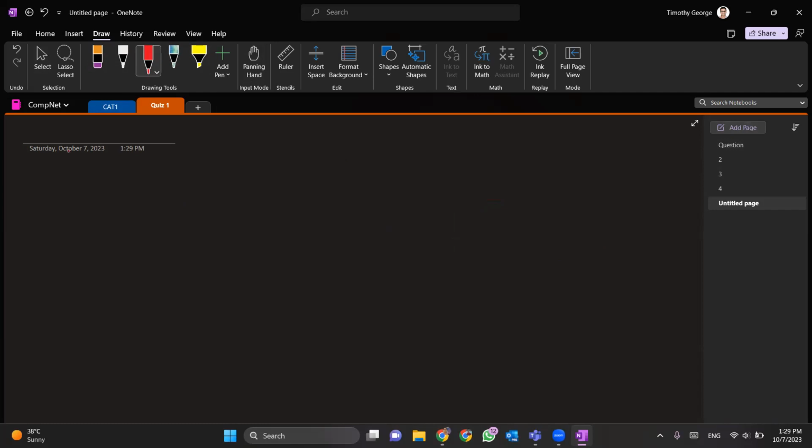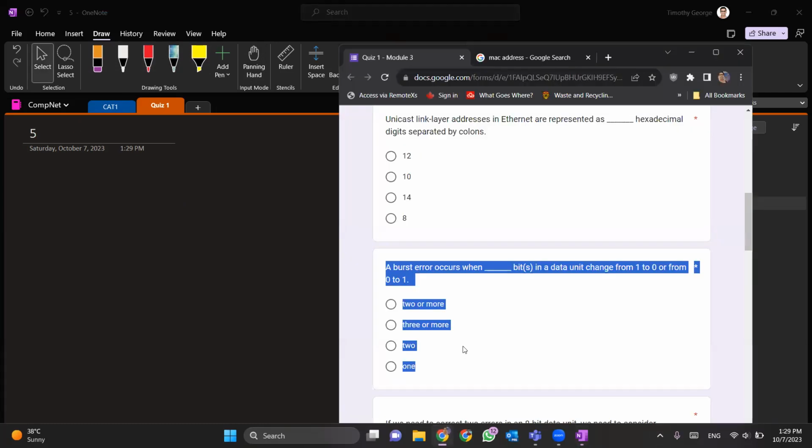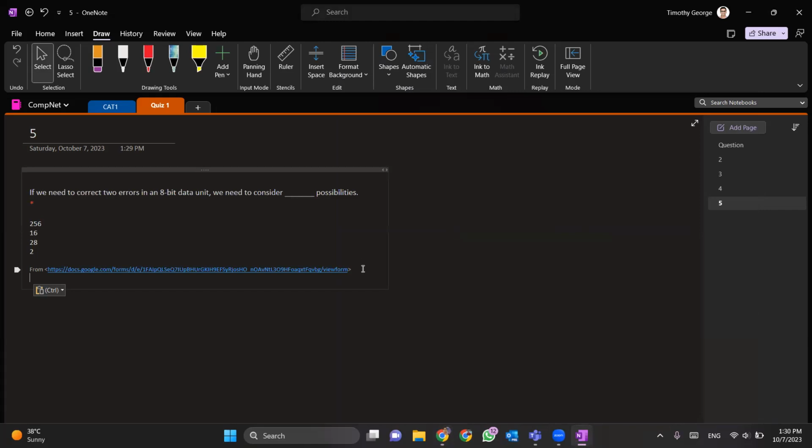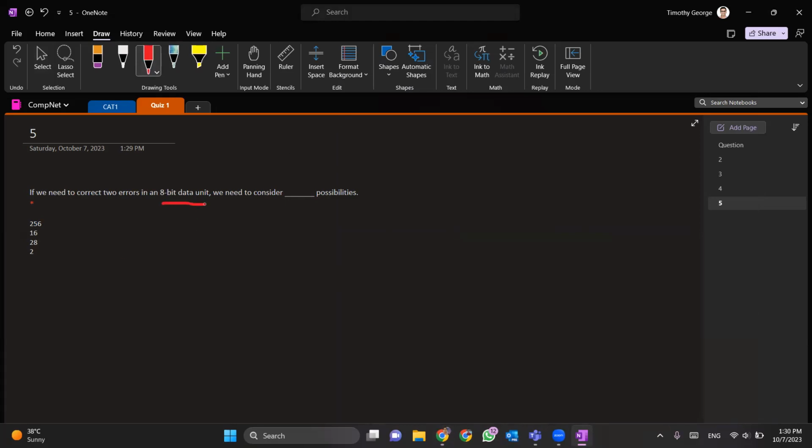Okay, let's move on to the next question. Number 5. If we need to correct two errors in an 8-bit data unit, we need to consider how many possibilities. I think this is a little challenging question. We're given that we have an 8-bit data unit, and there are two errors in it.